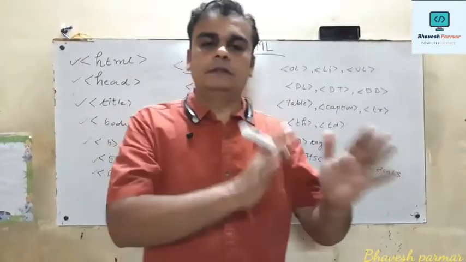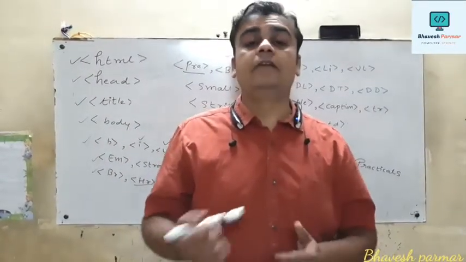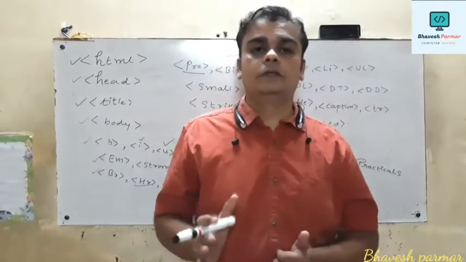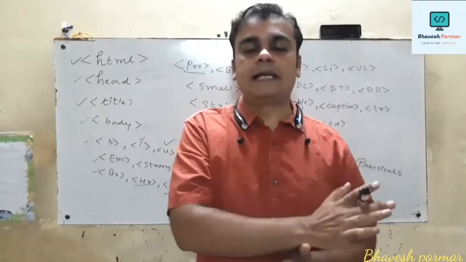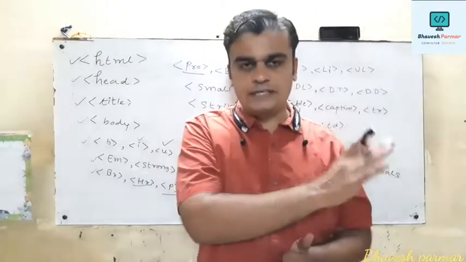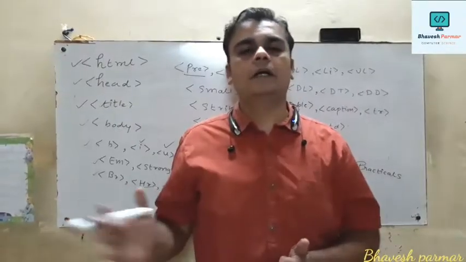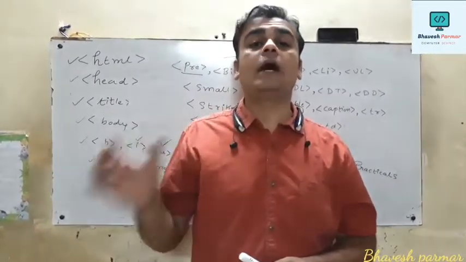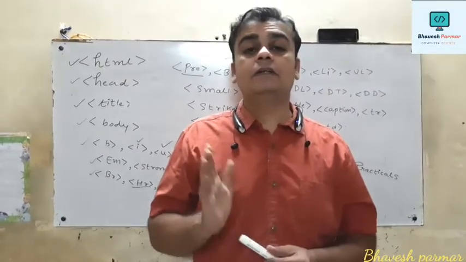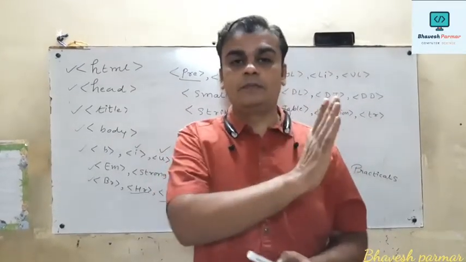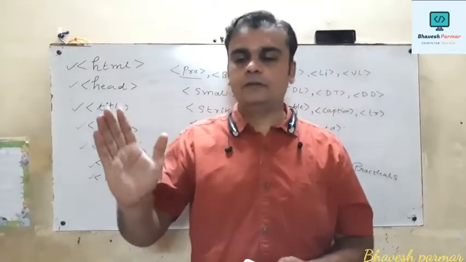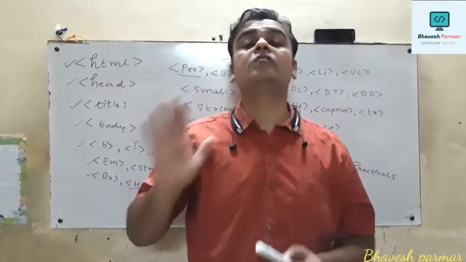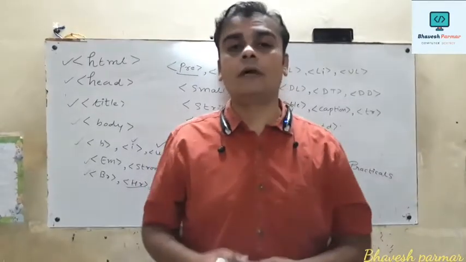Suppose we use the behavior attribute, which indicates the direction of the text to be scrolled. Generally, the default value is right, which means it scrolls the text from right to left. But if I use behavior equal to alternate, then it will scroll the text from both sides, from right to left, and after stopping, it starts again from left to right. So in both directions it scrolls the text, which looks more attractive.